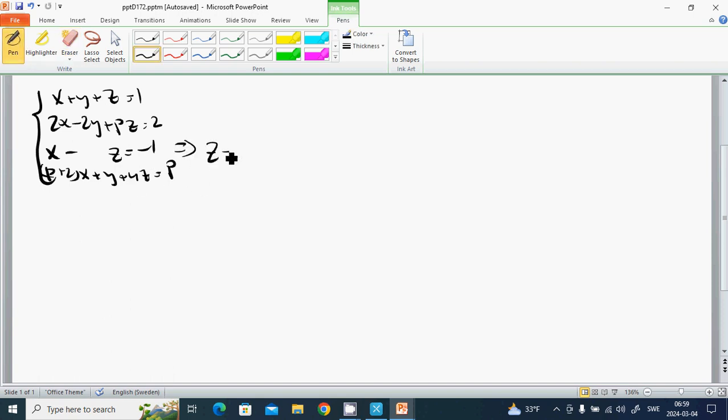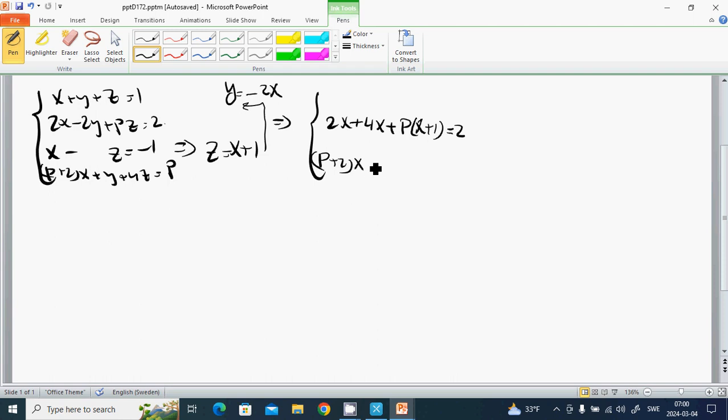Here we have z equals x plus 1, put it here, then y equals minus 2x. We put here and here, then we get 2x plus 4x plus p, x plus 1 equals 2, and here p plus 2x minus 2x plus 4x plus 1 equals p.